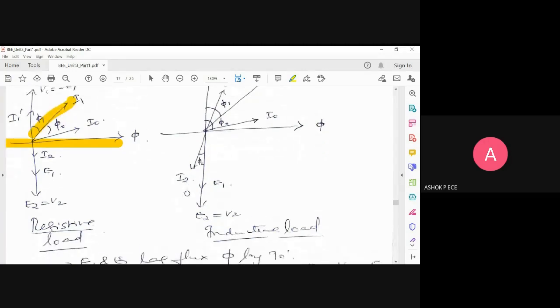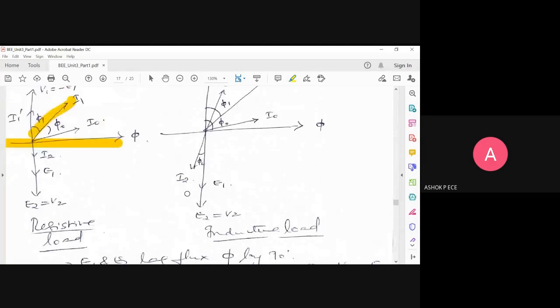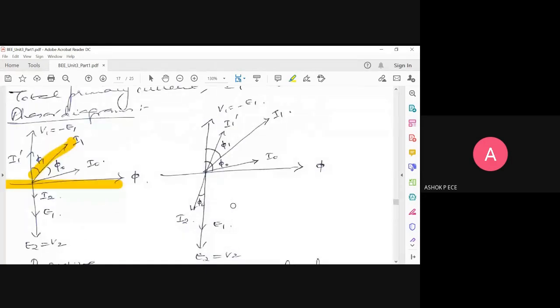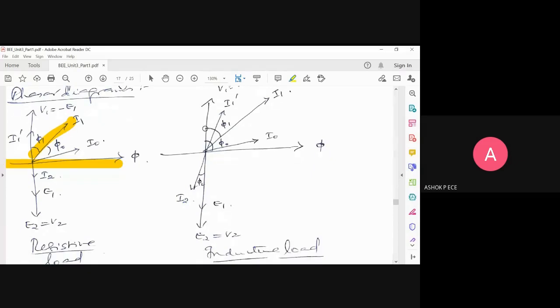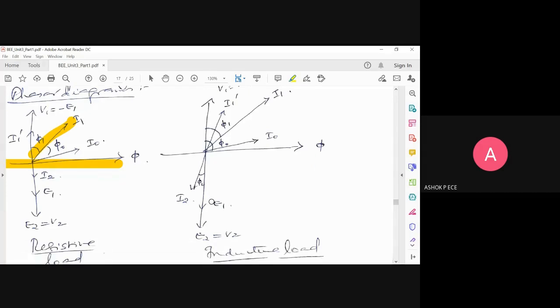So next one is inductive load. Inductive load, you know, means you will have some phase shift. So drawing V1, E1, E2, V2, phi, everything is the same. The currents alone will be slightly different. I2, you see, in an inductor, current is going to lag the voltage.